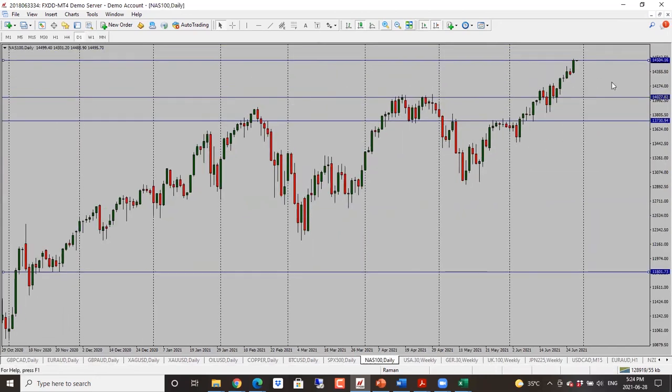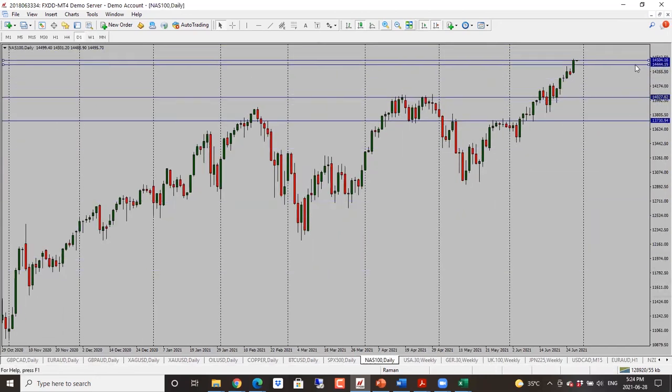Nasdaq here, this one does look bullish, and we have met the 14,500 target. So looking at 14,700 for this one here. So bullish bias for Nasdaq.